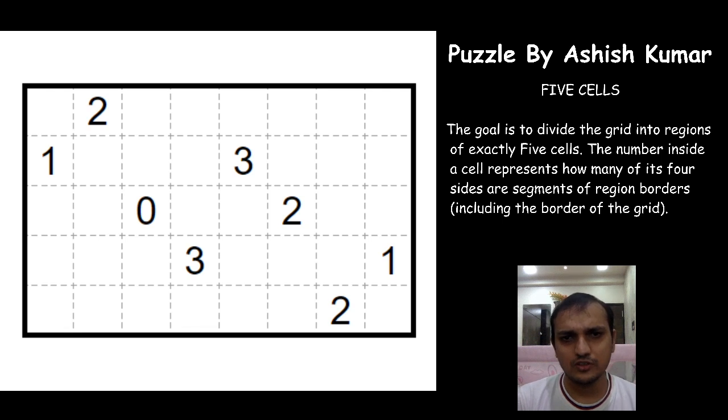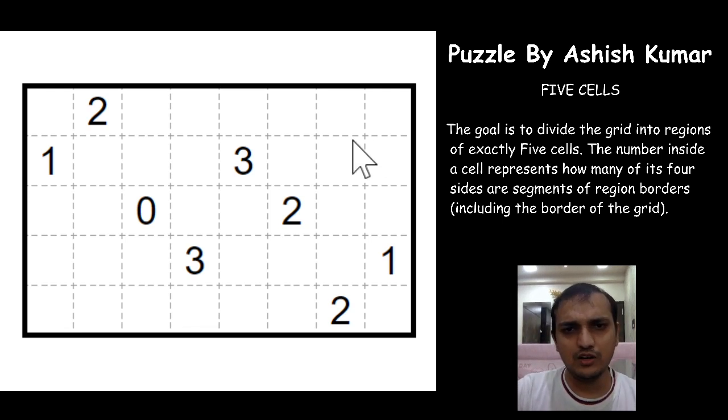And moving on to the puzzle, the 5-cell puzzle, the rules are quite simple. We have to divide the grid into regions of 5 cells. So every region will have 5 cells and the number in the cell indicates how many of its 4 sides are segments of region borders.